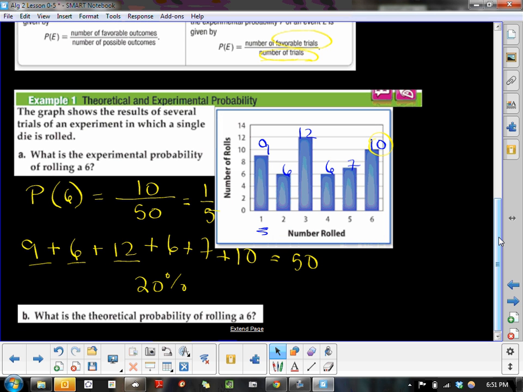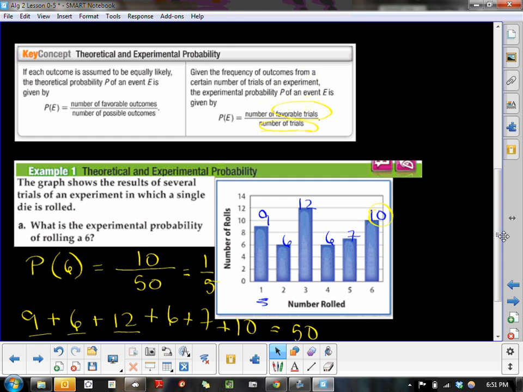Now the second question, part B, is what is the theoretical probability of rolling a 6? Well, there's just a slight adjustment in our thinking. All we're going to do is switch the model over here, where it says the probability of the event is the number of favorable outcomes to the number of possible outcomes in theoretical. So let's take a look at how we're going to adjust to this.